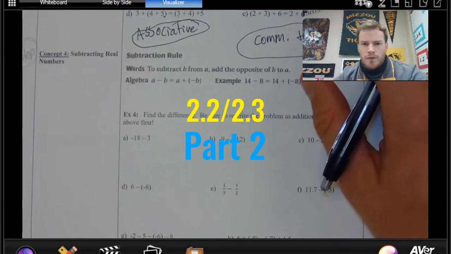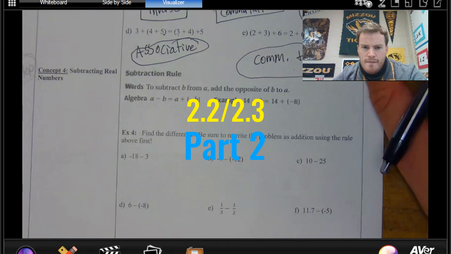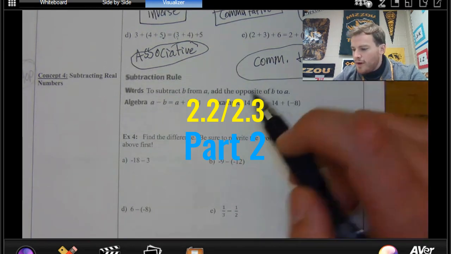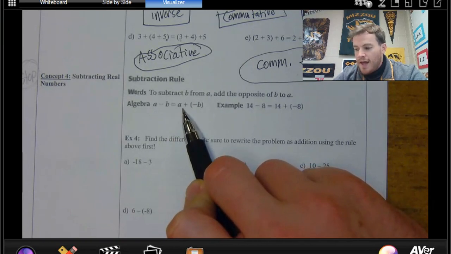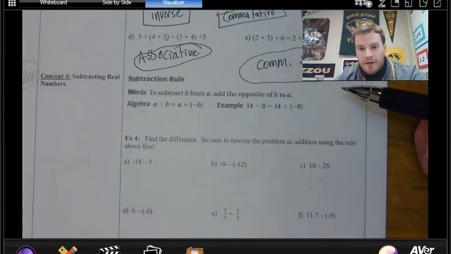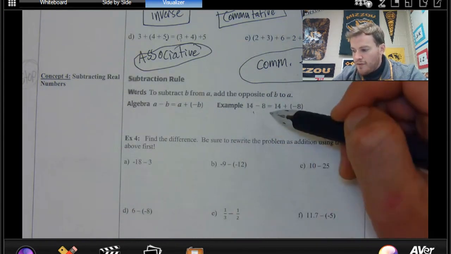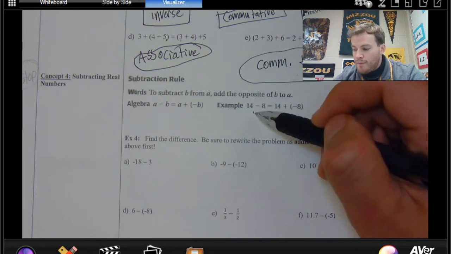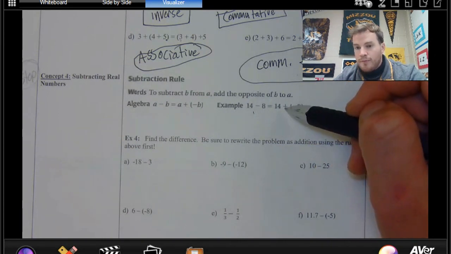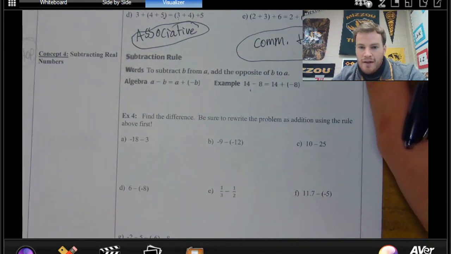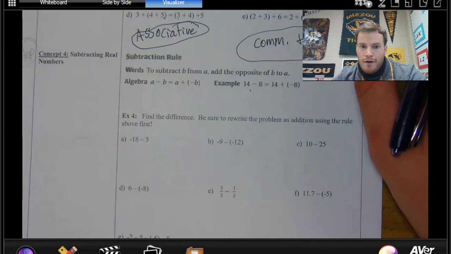This is subtracting real numbers. To subtract B from A, you add the opposite of B to A. So let's look at this. Algebraically, A minus B is the same thing as A plus negative B. Let's think about it this way: 14 minus 8 is the same thing as 14 plus a negative 8. So you find the difference. Be sure to write the problem as addition using the rule above first.